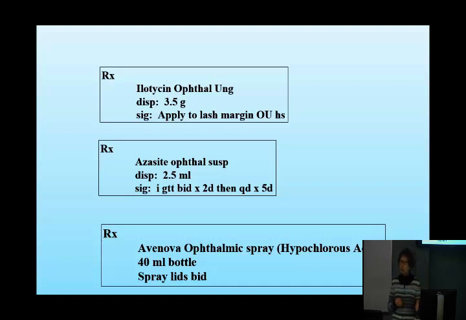Avenova is a newer prescription medication. It's a hypochlorous acid. So basically it is bactericidal. It is a spray bottle, and what you do with that is you have the patient just close their eyes. It's a very fine mist. Spray the bottle towards each eye, 1 spray in the morning, 1 spray at night. It's usually a pretty fine mist that it's not dripping down their face or anything.